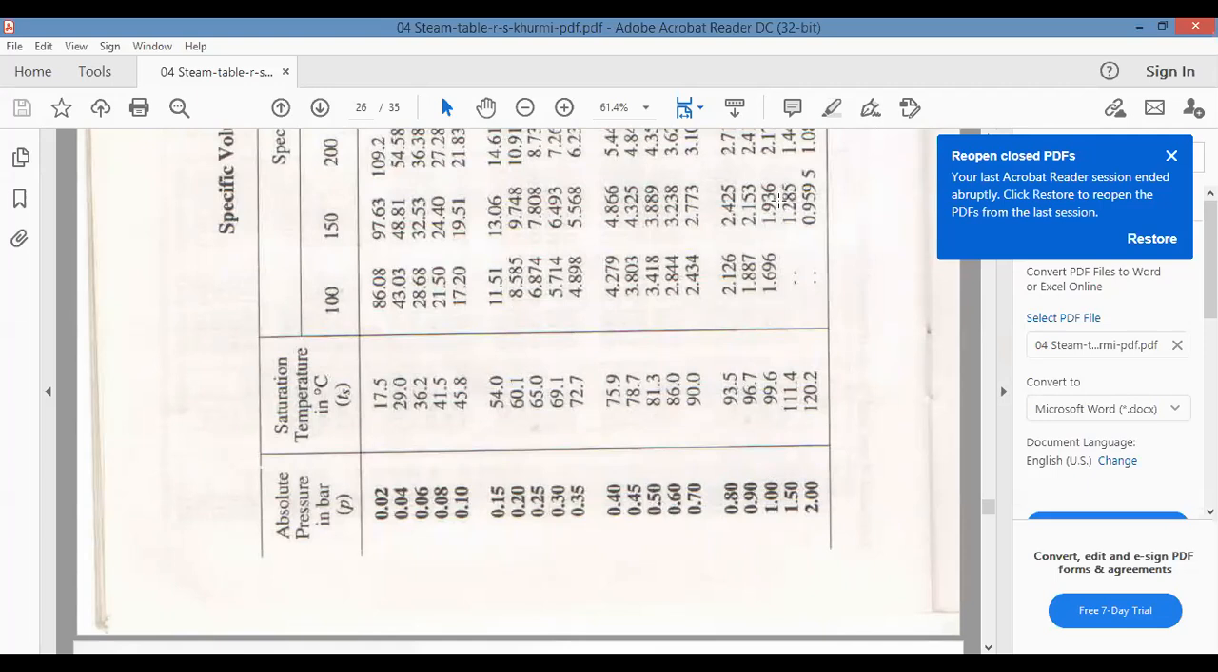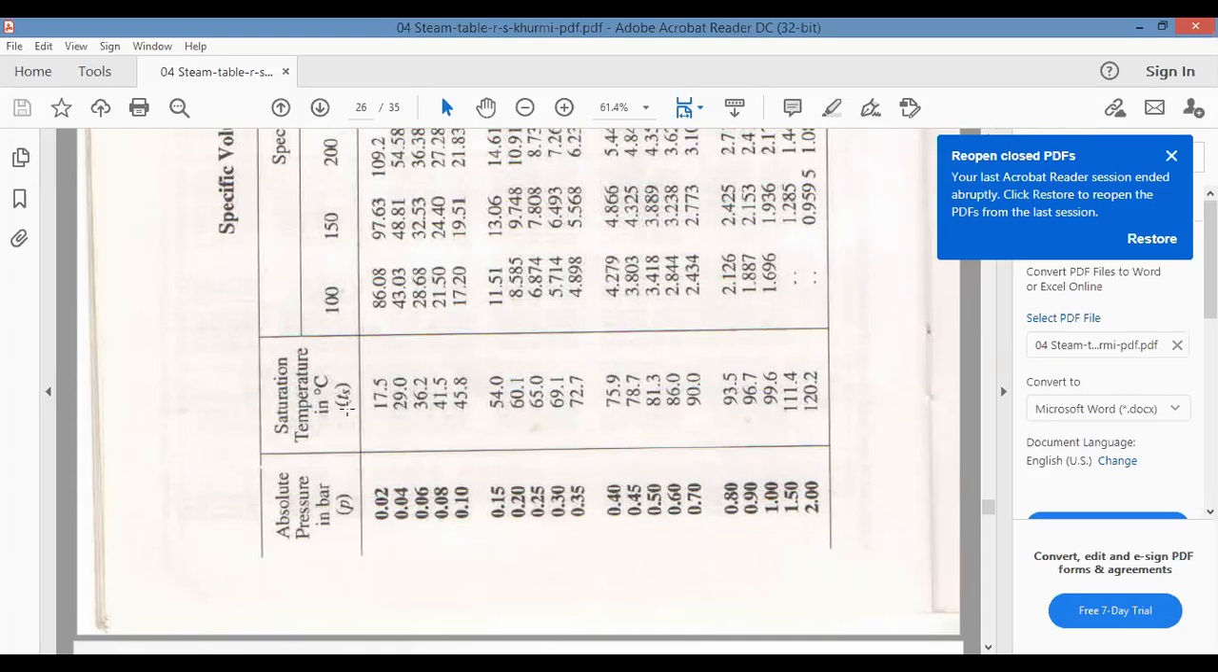So this way, if it is a superheated steam, we need to know both the pressure as well as the temperature. If it is saturated steam, or wet steam, then it is enough for you to know only the temperature or the pressure. That you need to understand clearly.